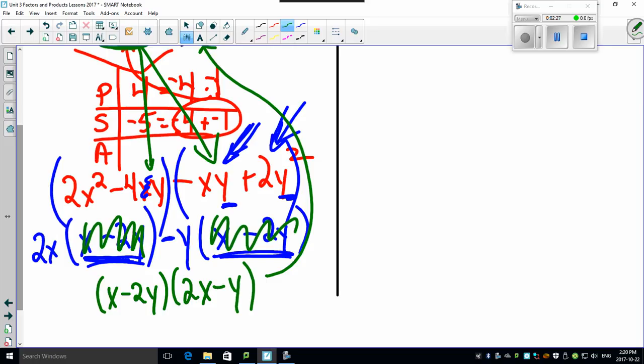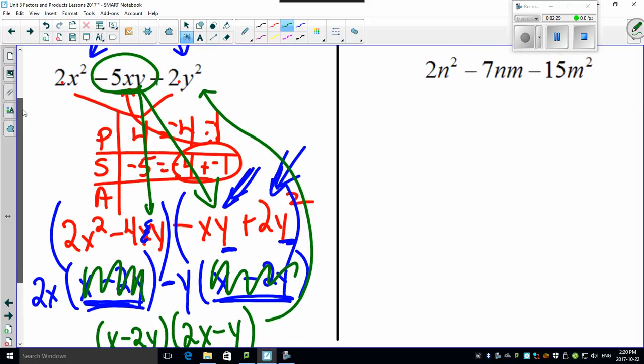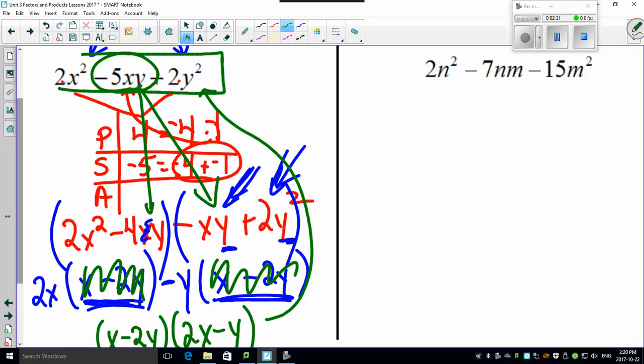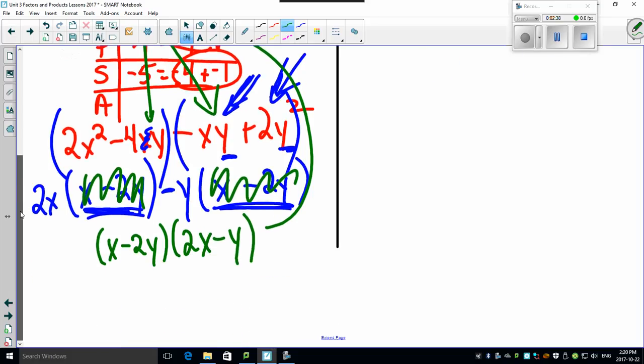But I know what you're asking yourself. You're probably saying, what if I FOIL? Can I get this actual term with the xy and the y squared back in there? Well, you know what? Let me show you. You will, in fact, get the original question. Here we go. Watch. FOIL it.